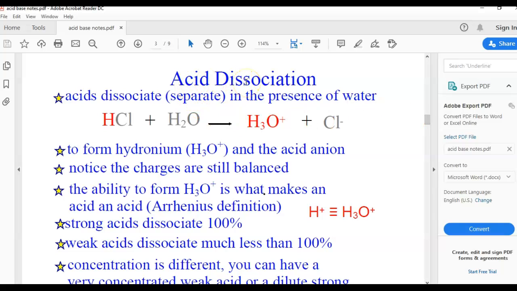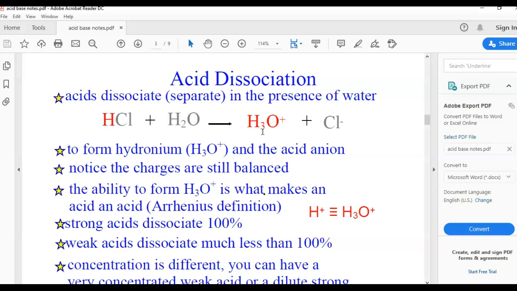So acids dissociate. Now dissociate means to separate in the presence of water. Notice I've given water the color of gray because it's neutral. The chloride in the hydrochloric acid that I have as an example here is also neutral. What makes this acid an acid is its ability to dissociate a hydrogen and add that to water and create this ion, H3O+. Now, this is called the hydronium ion. It's what makes an acid, at least at this level.